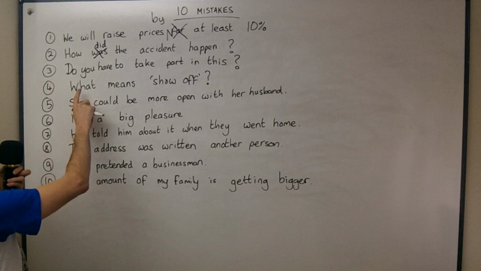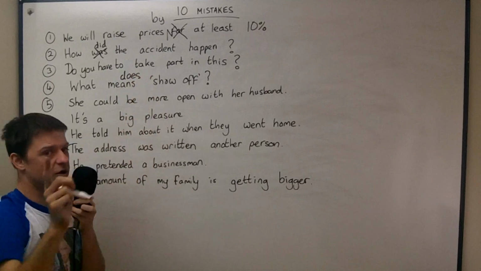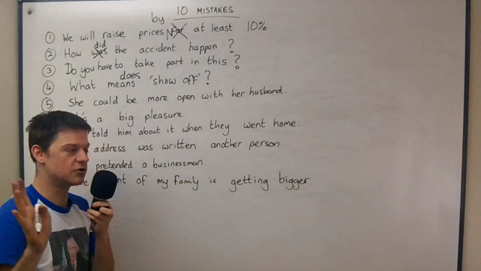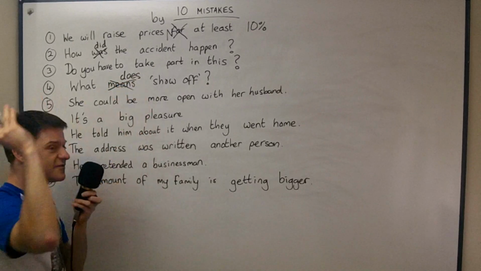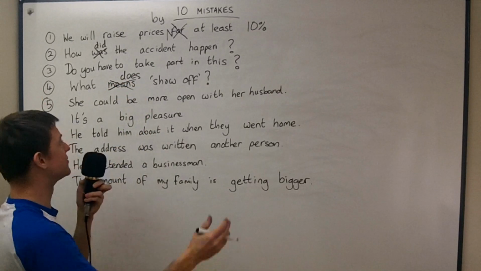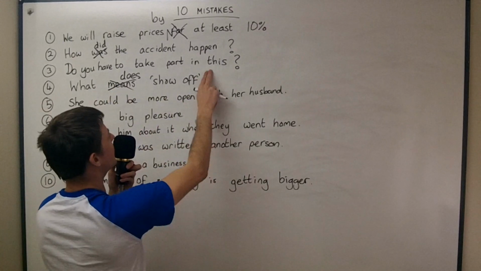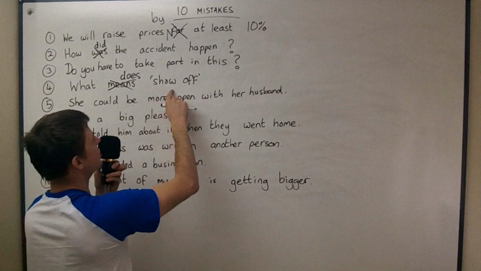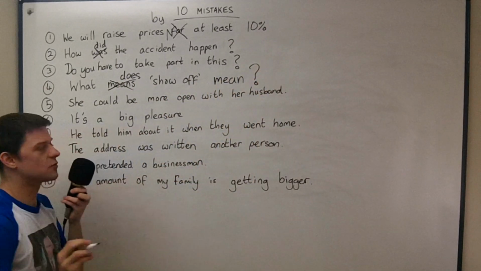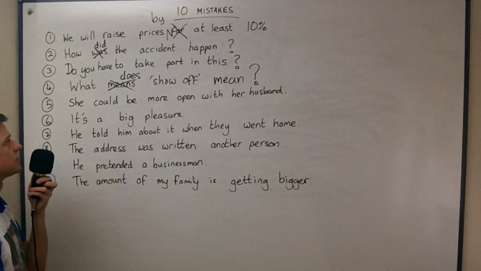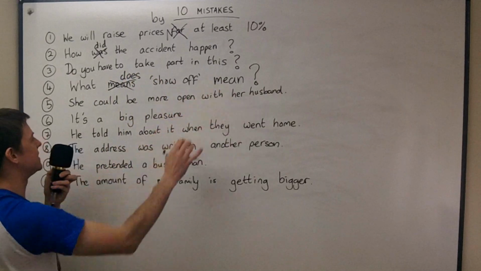Number 4, what means show off? No. Very, very common mistake. If you're a teacher and you hear your younger students making this mistake, you've got to get rid of this mistake right from the beginning, because they say it all the time. And of course, we don't say it like that in English. We say, what does show off mean? And it must be in that correct order. So it's a good way to practice questions with the younger students. Make sure when they ask, they say, what does show off mean?